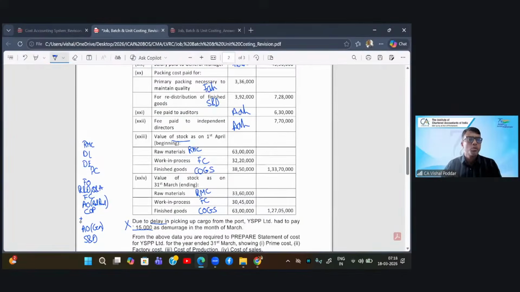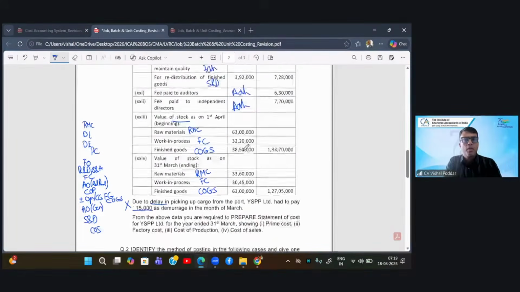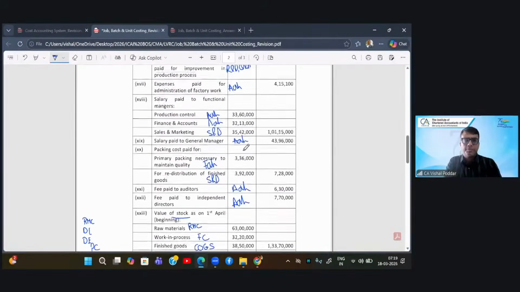Then you adjust opening and closing finished goods. You will get cost of goods sold. And then administration general and selling and distribution overheads. You will get your cost of sales. So we know the sequence. We have done this sum in the previous class also, the cost sheet format sums. So this is a more comprehensive one covering various items.